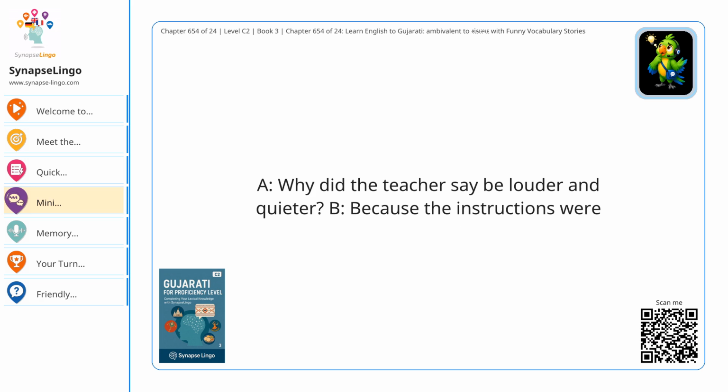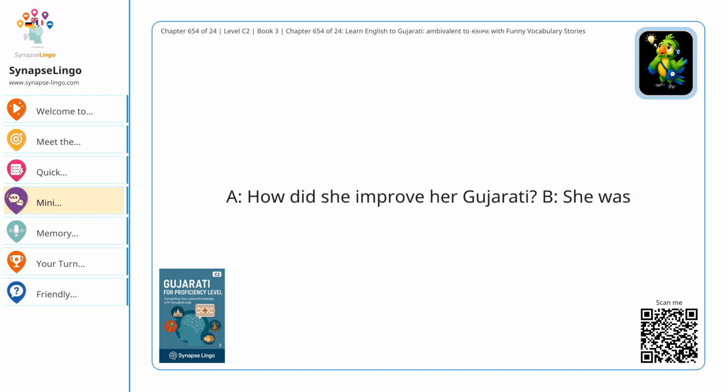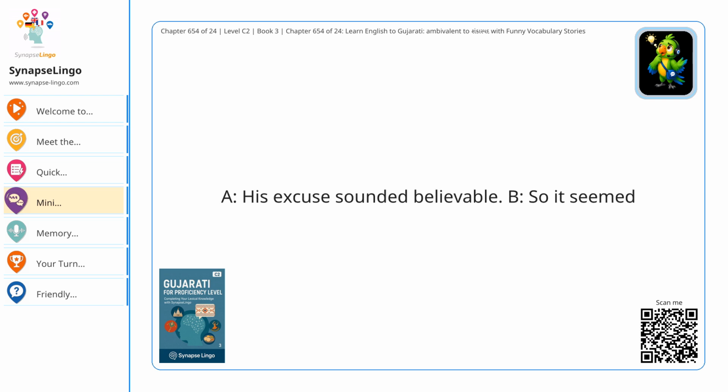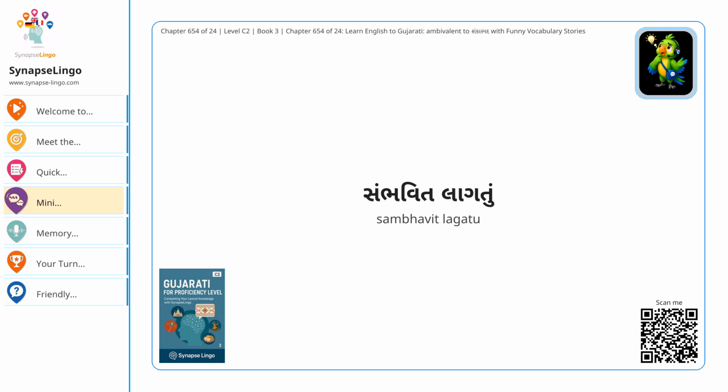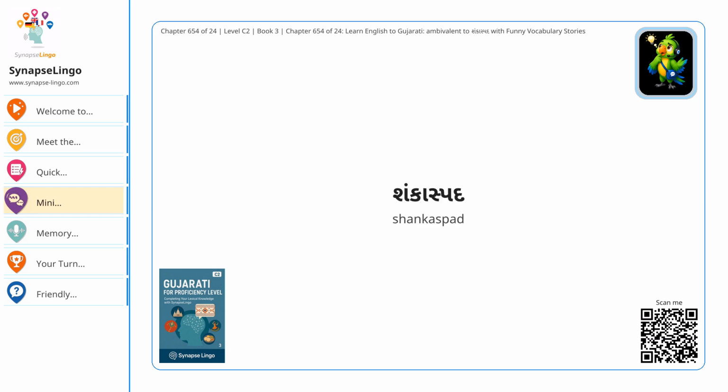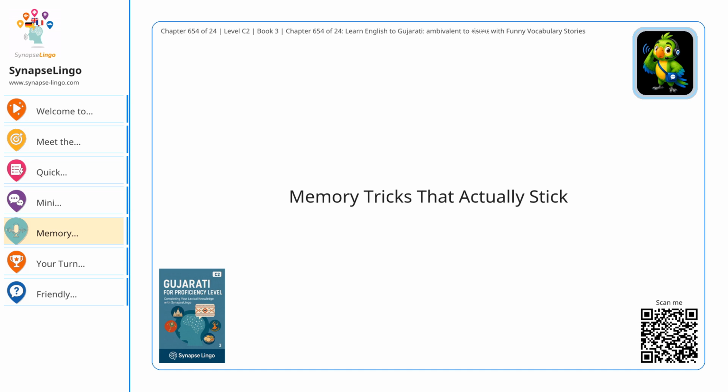A. Why did the teacher say be louder and quieter? B. Because the instructions were विरोधाभासी. A. How did she improve her Gujarati? B. She was सुसंगत and practiced every day. A. His excuse sounded believable. B. So it seemed. संभवित लागतो. A. He sold me a genuine plastic diamond. B. That sounds deeply शंकास्पद.